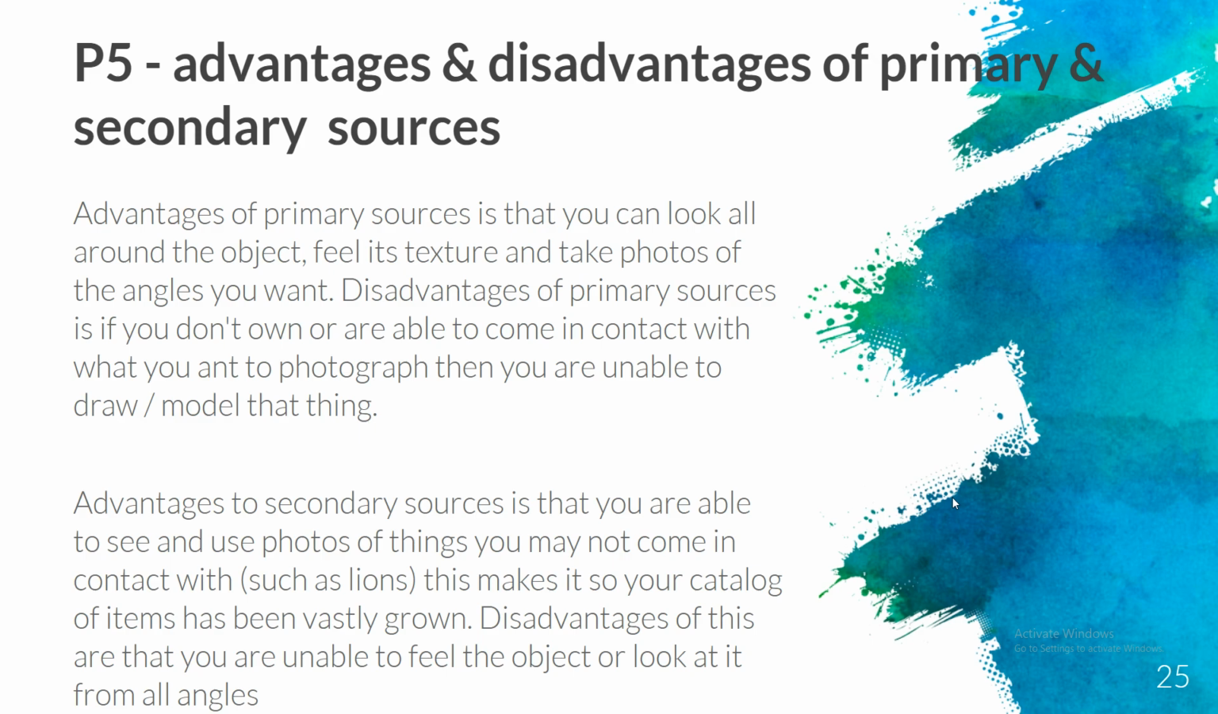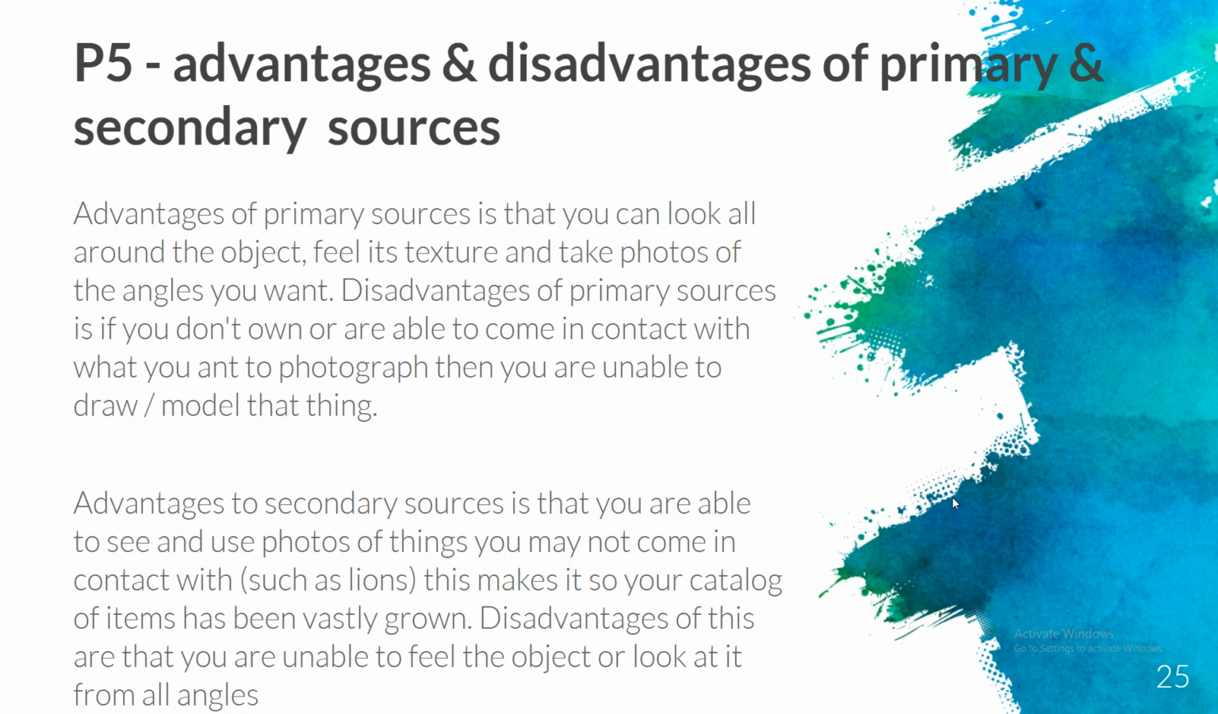The advantages of primary sources is that you can look all around the object, feel its texture, and take photos of the angles you want. Disadvantages of primary sources is if you don't own or are unable to come in contact with what you want to photograph, then you're unable to draw or model that thing, such as planets from outer space or an animal in a different country. If you don't have access to that, you can't use primary.